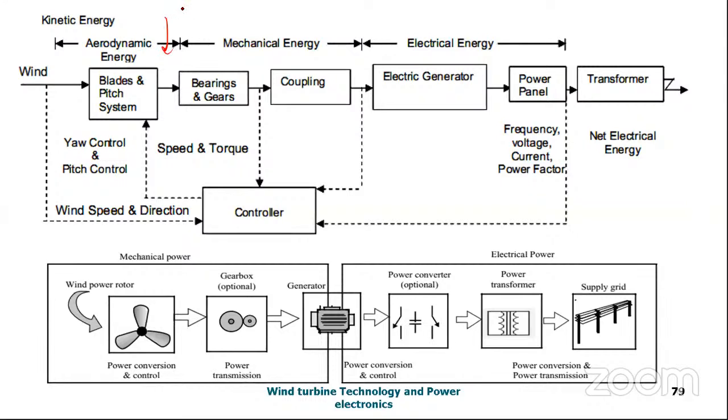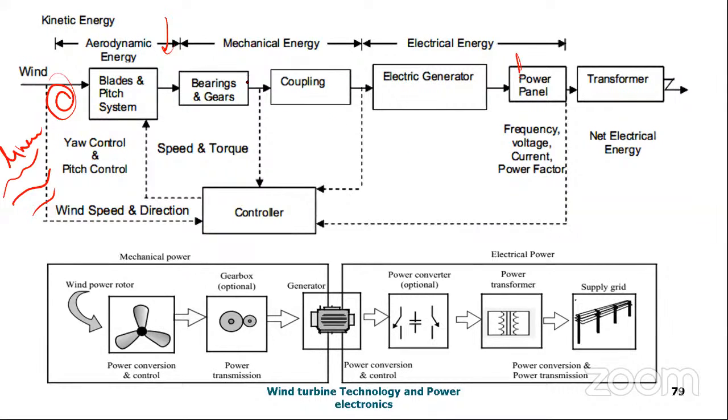And mechanical energy, and next is the electrical energy, right? So there are 3 stages of energy conversion taking place. The first stage is the aerodynamic energy. In the aerodynamic energy conversion, wind is a linear motion, right? Here the linear motion is converted into rotary motion by the blades. This conversion depends on the aerodynamic efficiency, right?